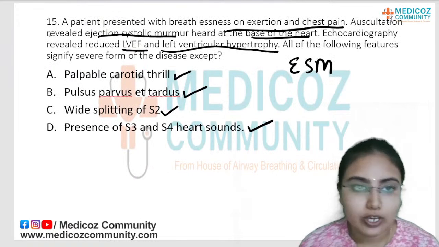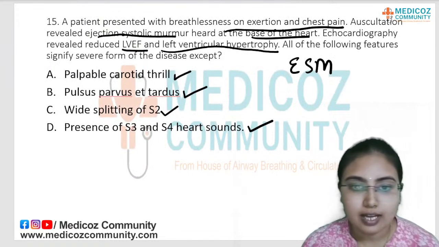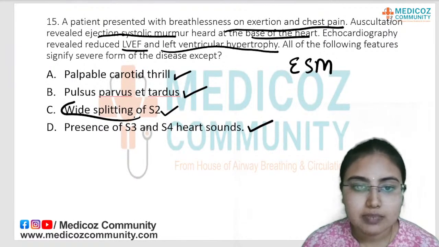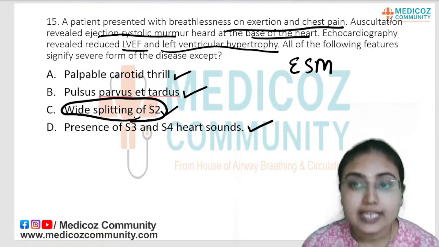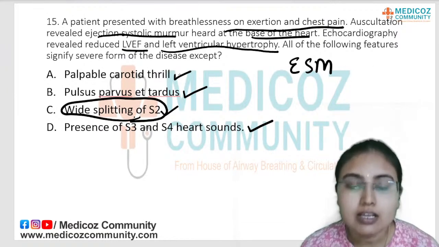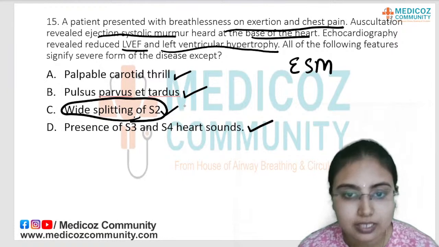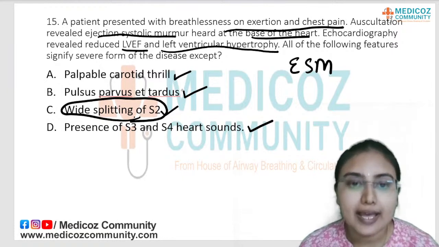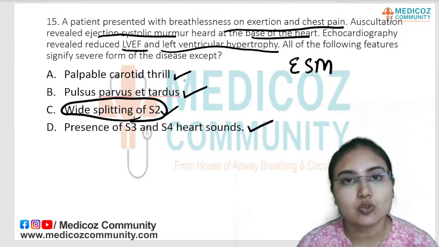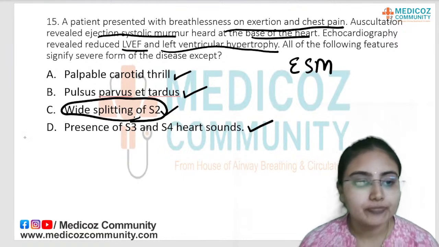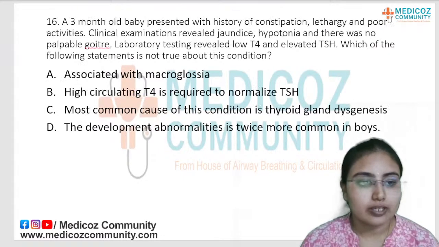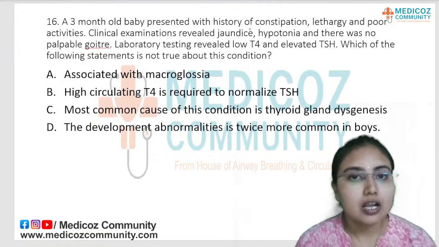So in this question, what will be the answer? The answer will be wide splitting of S2 is not seen in the severe form of aortic stenosis. Instead, we see paradoxical splitting of S2. Alright, am I clear? Fine. Okay, so going ahead, good, good.